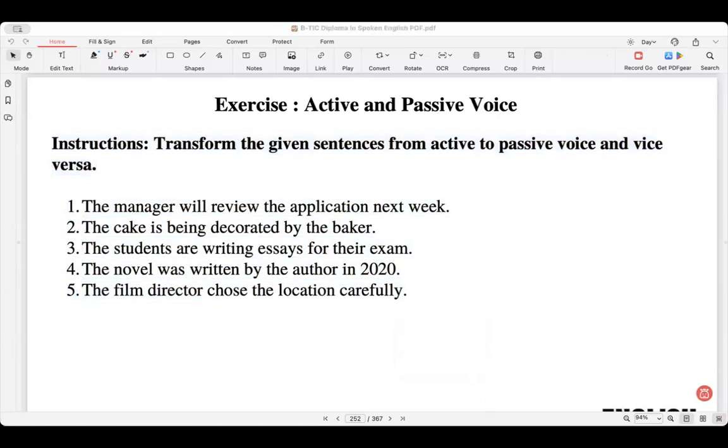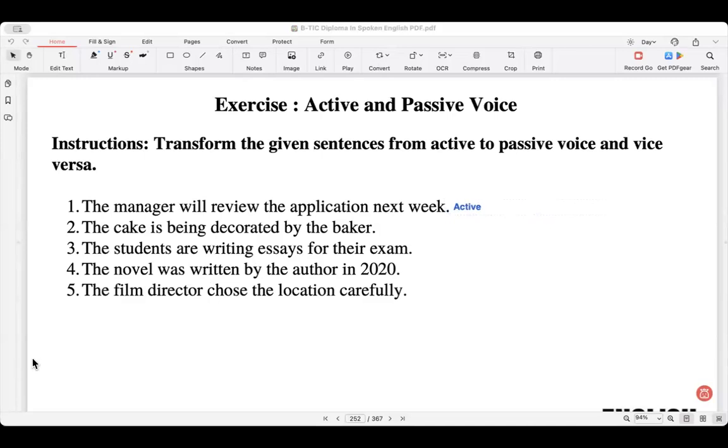Okay, miss. So first, let's identify which one is active and which one is passive. The first sentence: The manager will review the application next week. It's passive, right? It starts with the subject, the manager. It's an active voice. So you have to convert it to passive. Originally, it's an active.